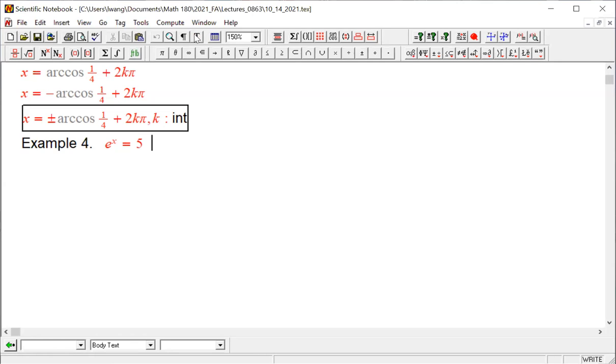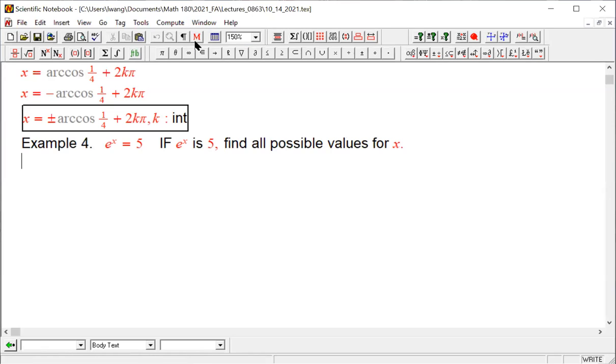This again is an if statement. It said if e to the power x, we know this function, right? This is a rule, is 5. Okay, find all possible values for x.